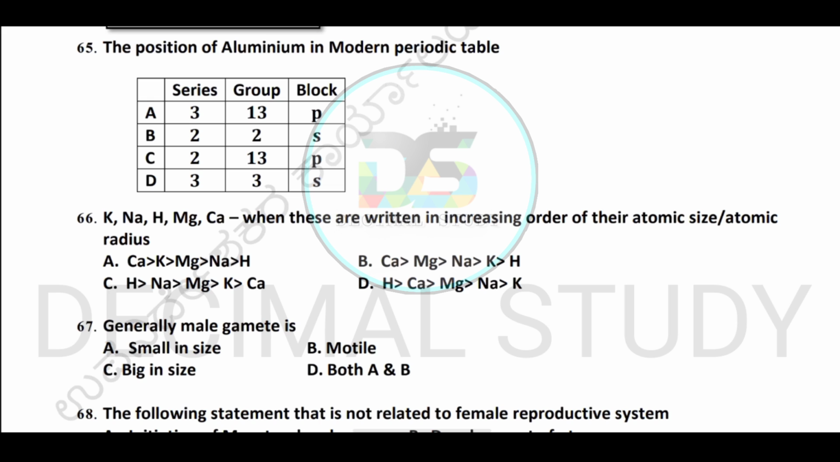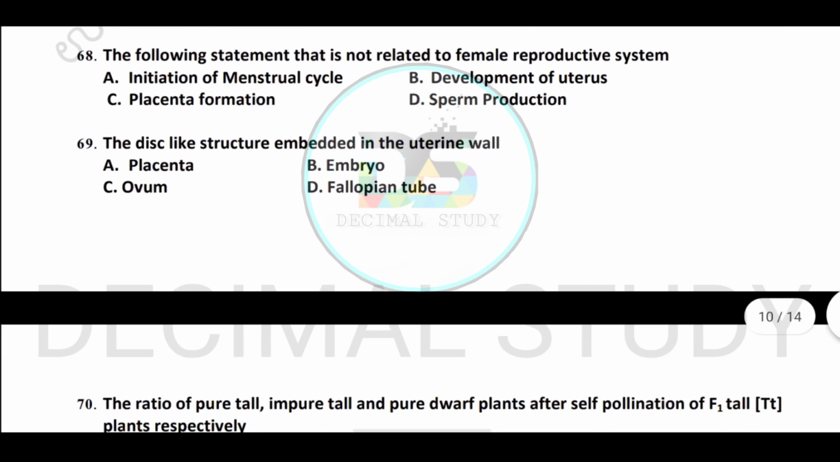Question number 67. Generally, male gamete is: options small in size, motile, big in size, both A and B. The right answer is option D, both A and B. Question number 68. The following statement that is not related to female reproductive system. Option A, initiation of menstrual cycle, development of uterus, placenta formation, sperm production. The right answer is sperm production.